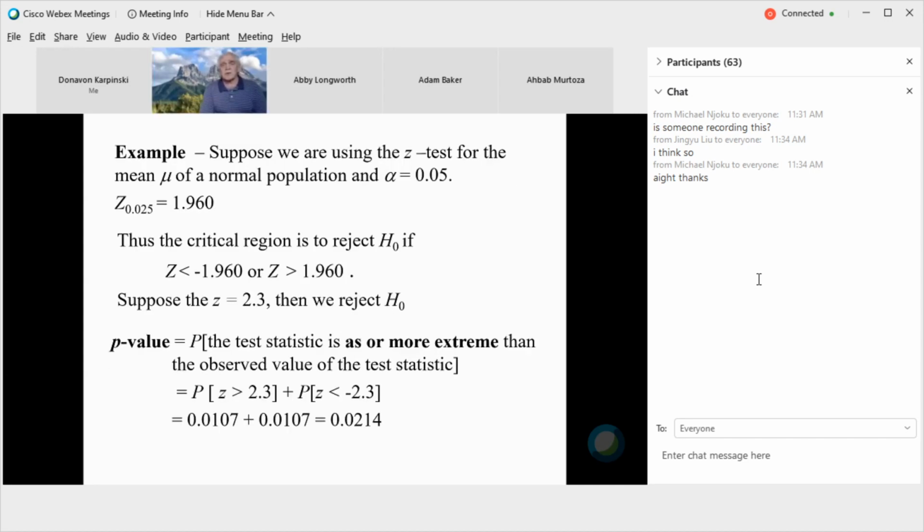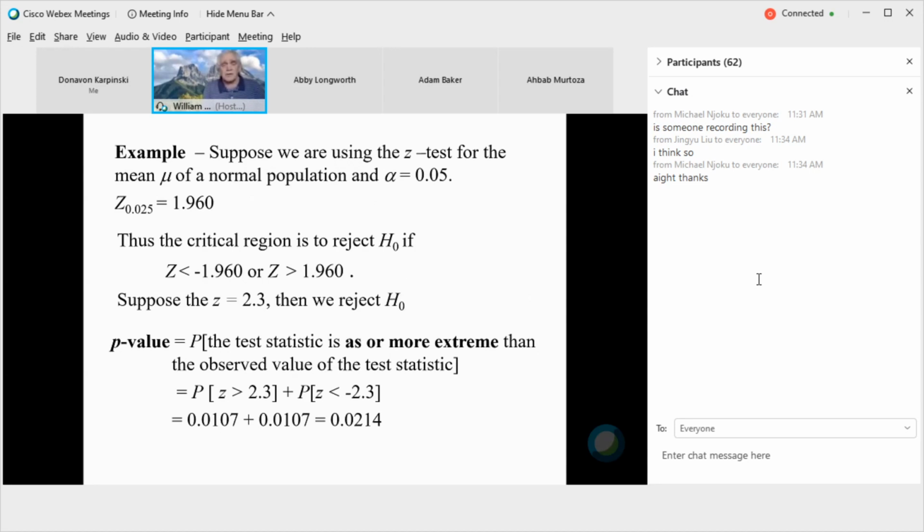So for example, suppose I'm using the Z test for the mean of a normal population. I'll use alpha equal to 0.05. The critical value is 1.96. This comes from a table. So the critical region would be to reject if Z is greater than 1.96 or less than minus 1.96. Suppose you get 2.3. That's in the critical region, so you'd reject H naught.